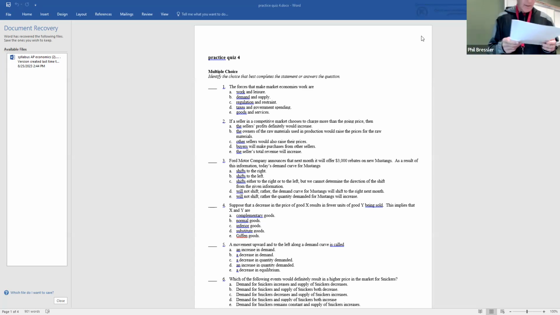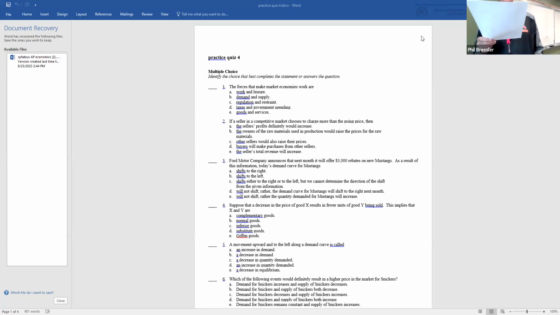B as in broccoli. Suppose there's a decrease in the price of good X. If there's a decrease in the price of good X, more people are going to buy good X. And then if there's fewer units sold of good Y, good X and good Y are substitutes, right? Because if the price of good X goes down, then the demand for good Y goes down. So they're going to be substitutes, D as in dogwood.